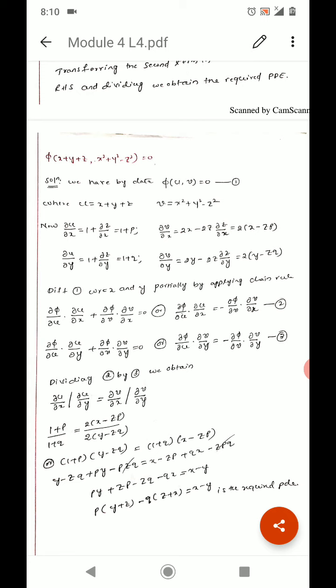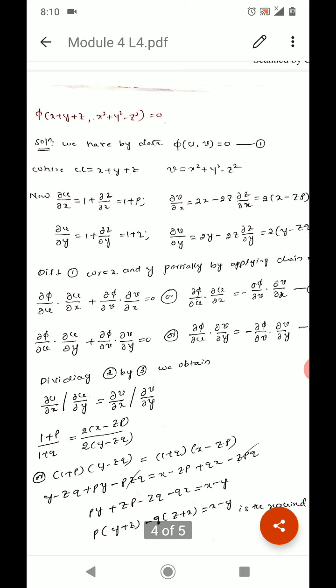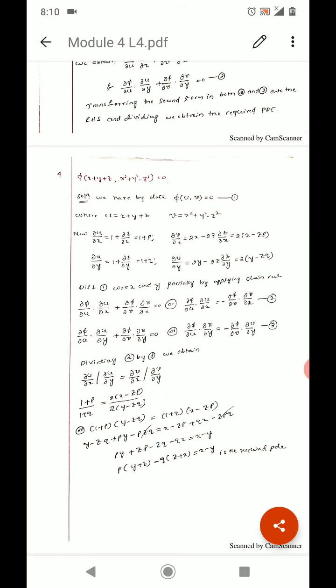Now divide equation 2 by 3, we get del u by del x divided by del u by del y equal to del v by del x divided by del v by del y. So this is a standard equation. We use this equation in all the problems. Del u by del x divided by del u by del y equal to del v by del x divided by del v by del y.